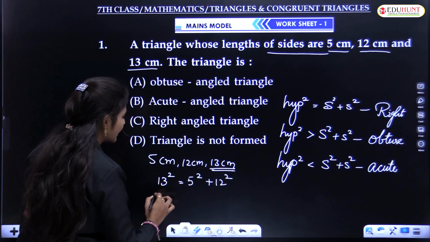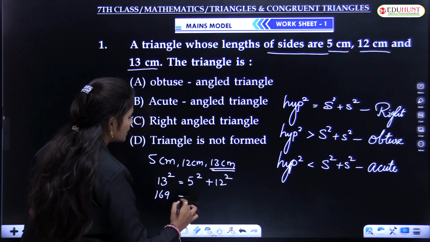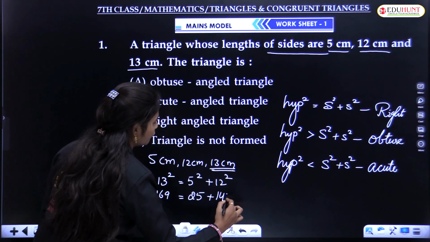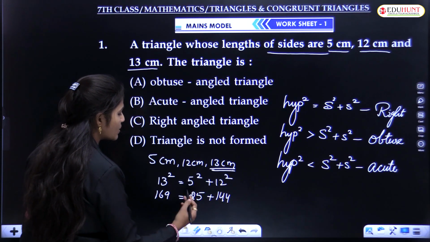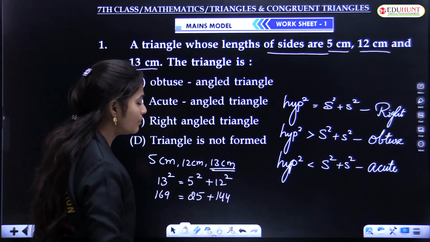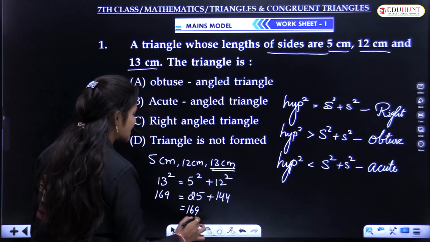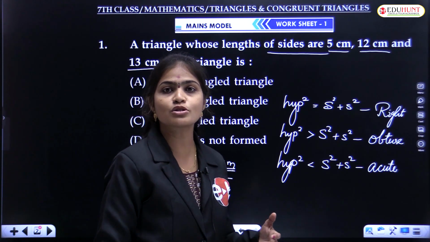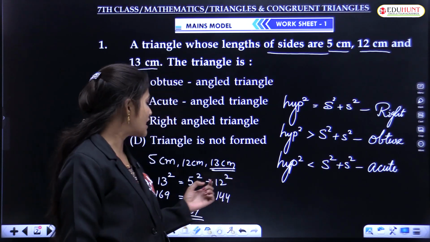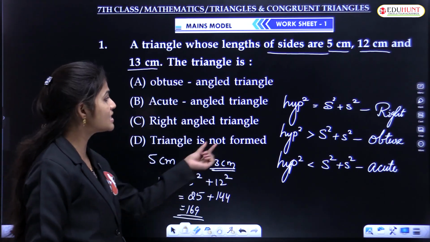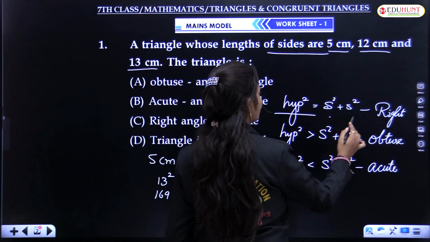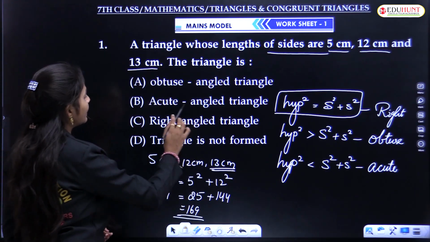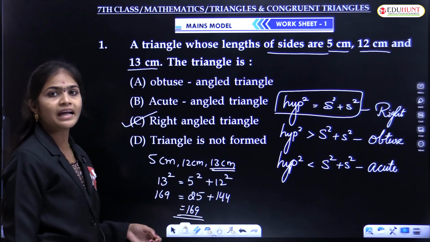First check that. 13 square is 169, and 5 square is 25 plus 12 square is 144. So 144 plus 25 is 169 only. So 169 is equal to 169. Here the square of the hypotenuse is equal to the sum of the squares of its sides. Equal means which triangle? Yes, equal means it is a right angled triangle. By this way we have to check.